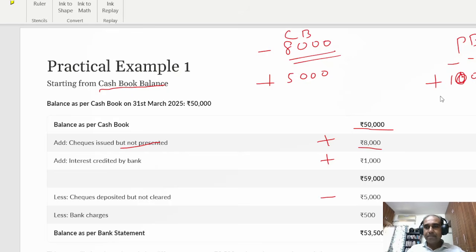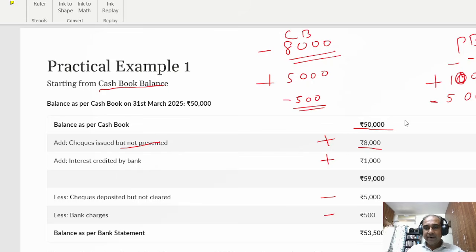The next entry is bank charges. Bank has debited 500 rupees. I am not aware of this transaction. When I see the bank statement on 5th of January, I see that there is a debit of 500 rupees. I am preparing this BRS on 31st December, so I have to reduce my balance by 500 rupees. Only then will I be in a position to reconcile my book balance with the bank balance. So this entry will be reduced.